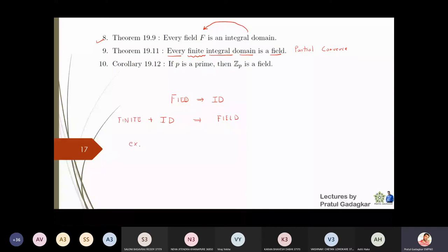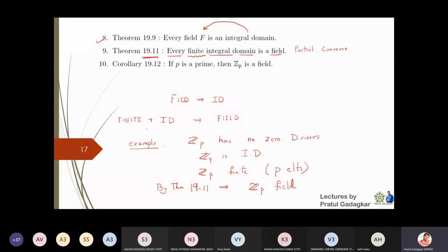So what is the best example or application of this particular theorem? We just now proved that Zp has no zero divisors, right? This means that Zp is an integral domain and Zp is finite. Zp has how many elements? It has only p elements. This means that by this theorem, suppose I'm writing 19.11, I can conclude that now Zp will become a field. So this is just a small application of this particular theorem. The immediate consequence is what I told you just now: if p is a prime, then Zp is a field. That is what we have proved in this example also.